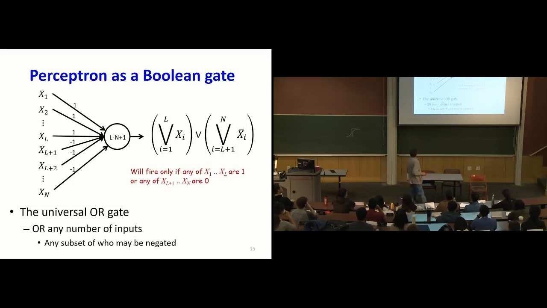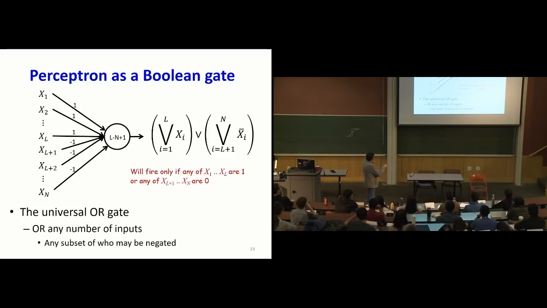Similarly, I can have the universal OR gate. I want this perceptron to fire if any of these guys are 1 or any of these guys are 0. Now you can see how that is done, right? Let's consider the condition under which this should not fire. The only condition under which this should not fire is if all of these first L guys are 0 and the subsequent n minus L guys are 1, right? That's the only condition under which it should not fire, if it's an OR.